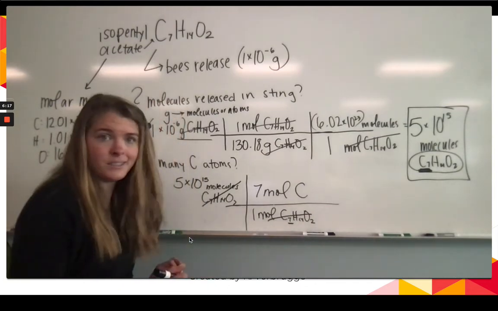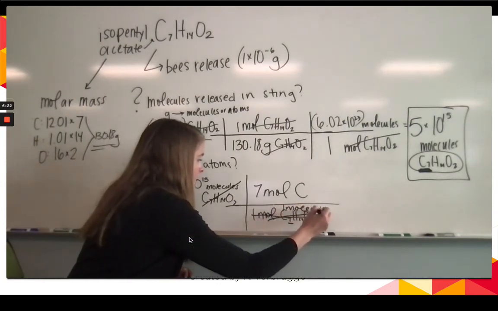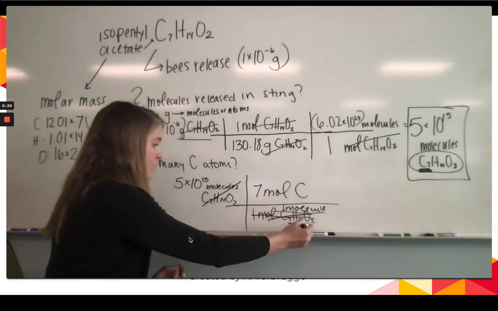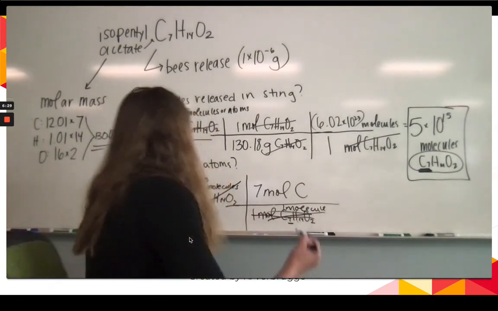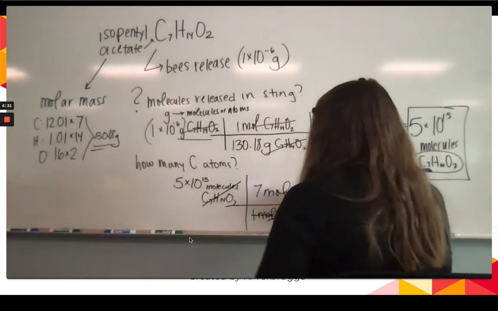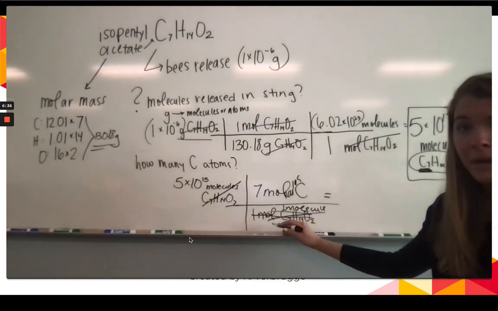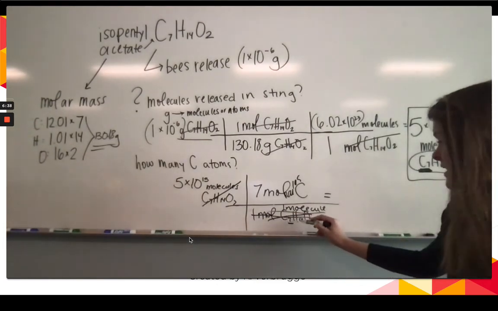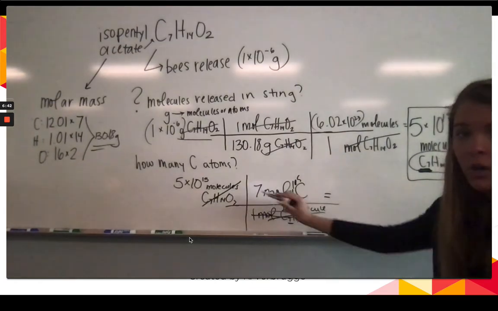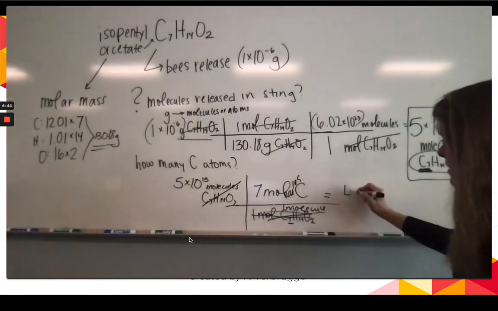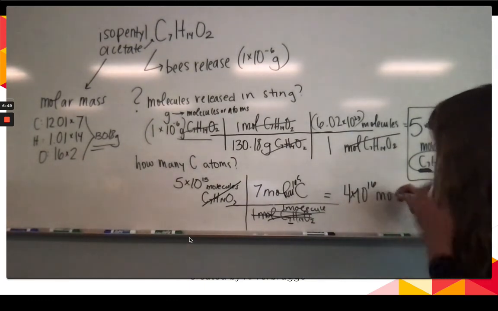I'm sorry, I just confused you a lot. This should say 1 molecule. Okay, 1 molecule of C7H14O2 has 7 moles in it. Okay, so molecules of carbon in it. I just confused the heck out of you, and I apologize. So this should be 1 molecule of C7H14O2 and 7 molecules of carbon in that 1 molecule. We're going to just multiply these straight across to get 4 times 10 to the 16 molecules of carbon.